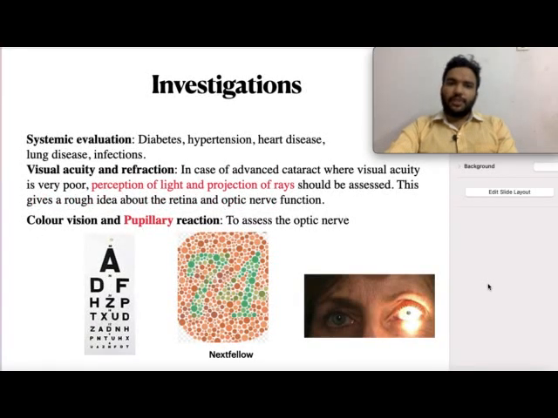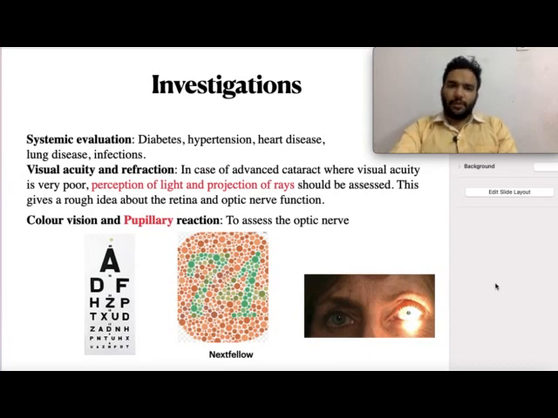So coming to the investigations, systemic investigations such as diabetes, hypertension, heart disease, lung disease, and infections should be ruled out and cleared before operating. Either we should rectify the disease, or we have to ask for a second opinion from other consultants in order to proceed with the surgery, because most of the surgeries are elective and we should not take any chance.